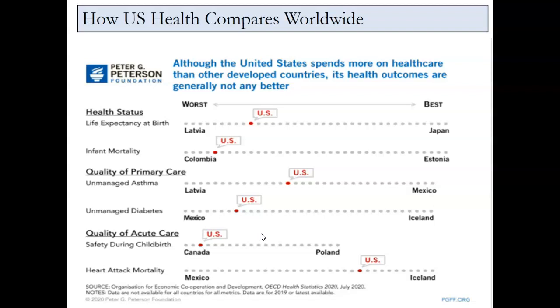How do we compare quality-wise, healthcare outcomes? Life expectancy at birth, we're near the bottom. Infant mortality, near the bottom. Specific diagnosis, unmanaged asthma, we're in the middle. Diabetes, we're way towards the bottom again. Safety during childbirth, which seems like a pretty fundamental thing, way towards the bottom. Heart attack mortality, we're relatively good at that.